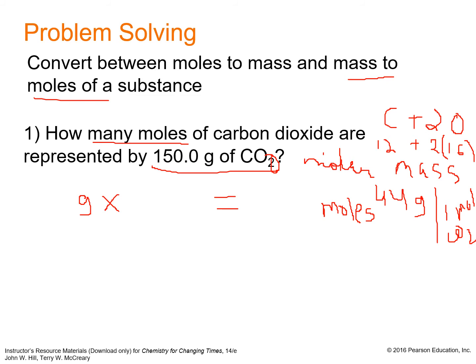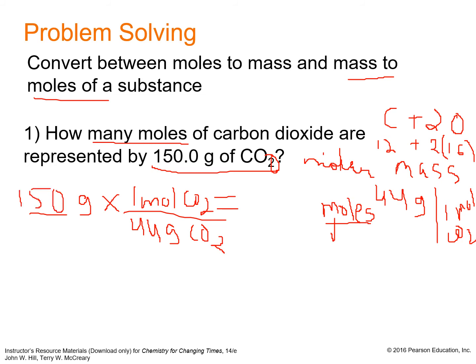So what do we need on the top? Because we are starting with the grams and we want to arrive at the moles, we want to have moles on the top. So we will say 1 mole of carbon dioxide corresponds to 44 grams of CO2. So 150.0 grams of CO2 is given to you. So grams of CO2 and grams of CO2 get cancelled and you're left with moles of carbon dioxide.